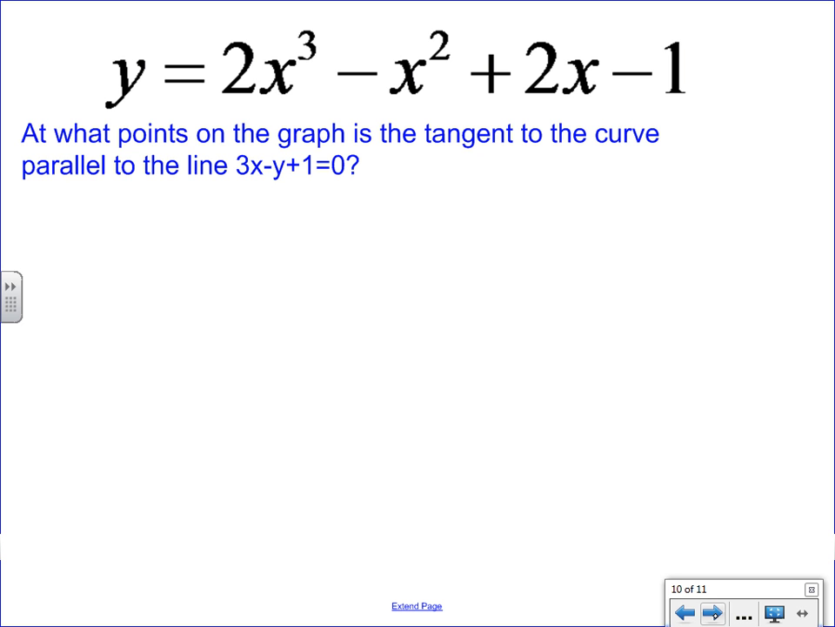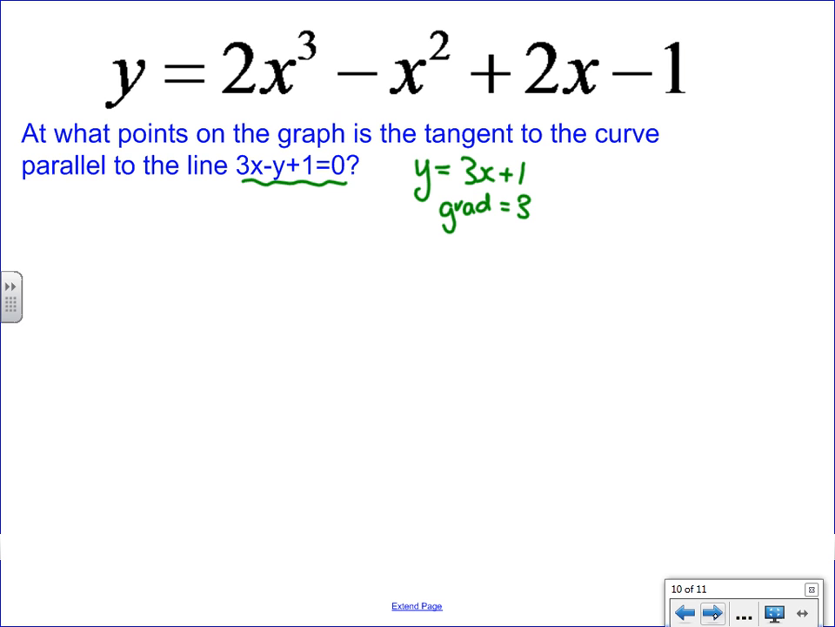Right, I want to know what the gradient of this line is. So I'm going to put it back into the GCSE formula, because that's going to be so much easier. So I want y equals something. So I have y equals 3x plus 1. So the gradient of that line is 3.